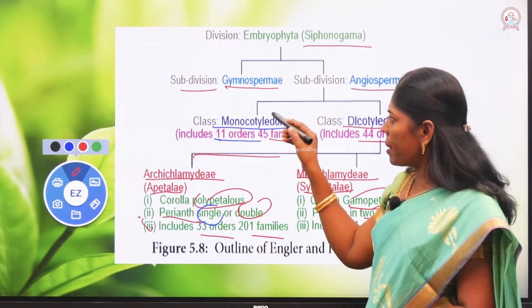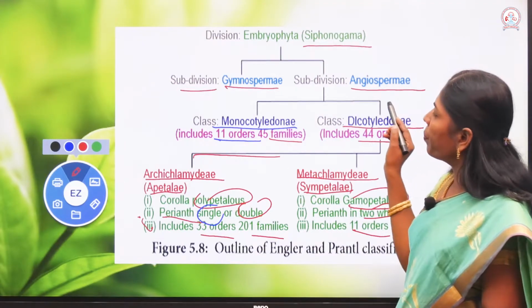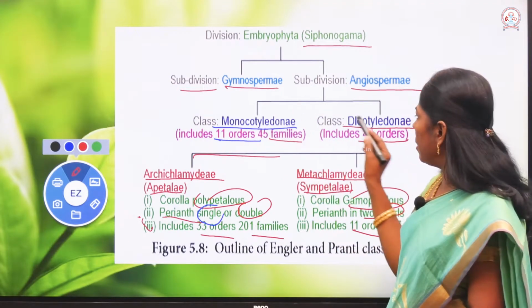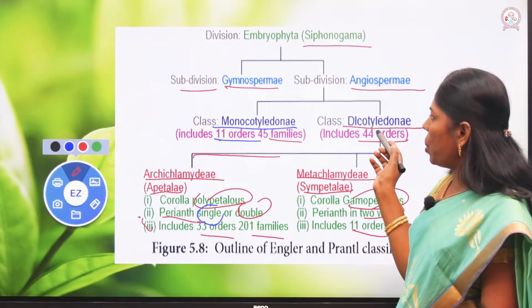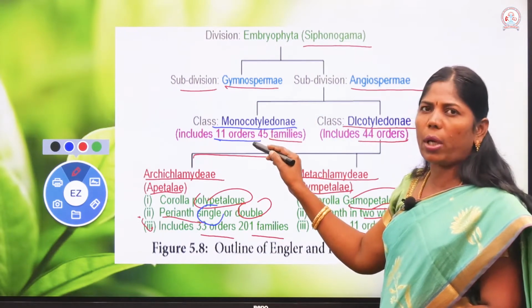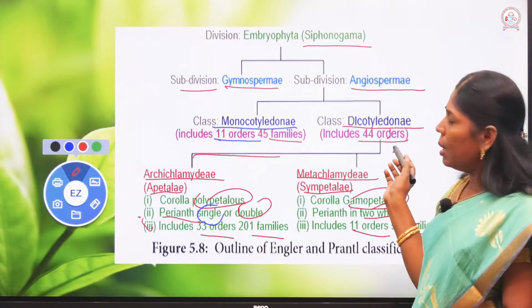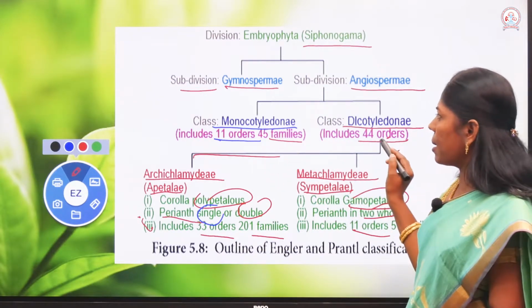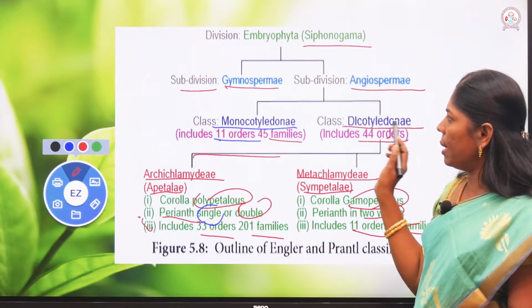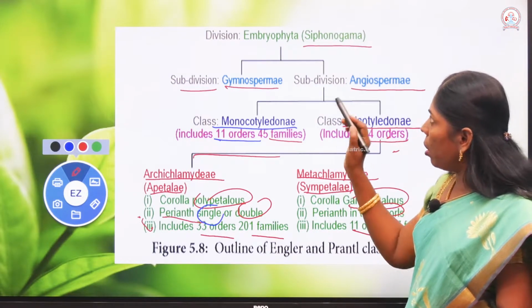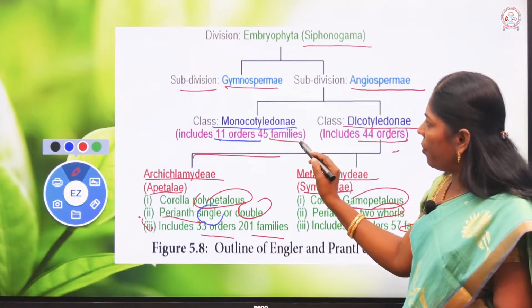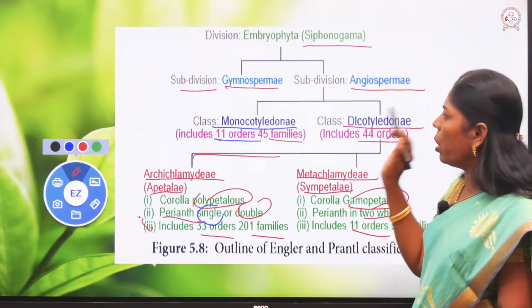Monocots have a fibrous root system and dicots have a taproot system. Monocots have parallel venation and dicots have reticulate venation. Monocot flowers are trimerous, while dicot flowers are tetramerous or pentamerous. Monocots have a single cotyledon and dicots have a double cotyledon. According to them, there are 11 orders and 45 families, and here 44 orders.